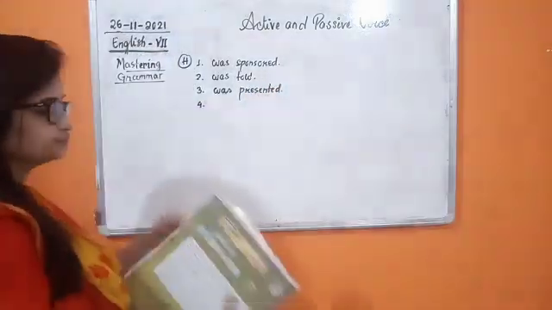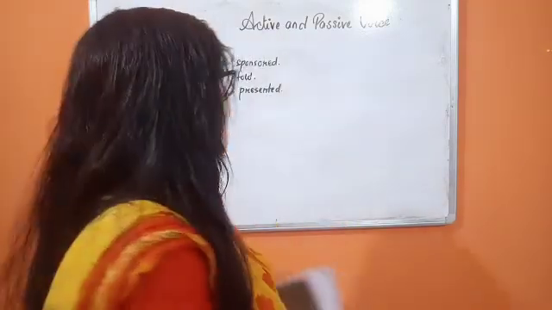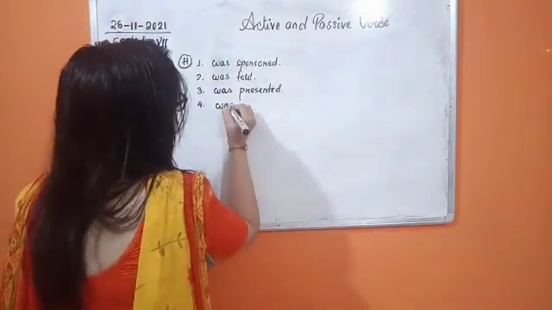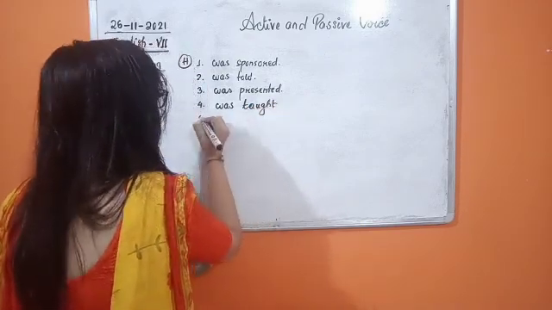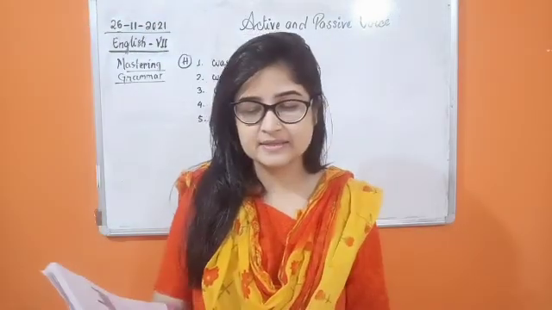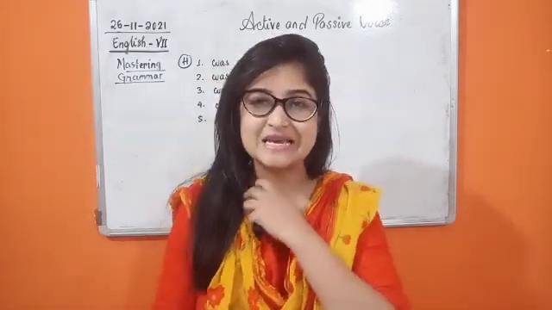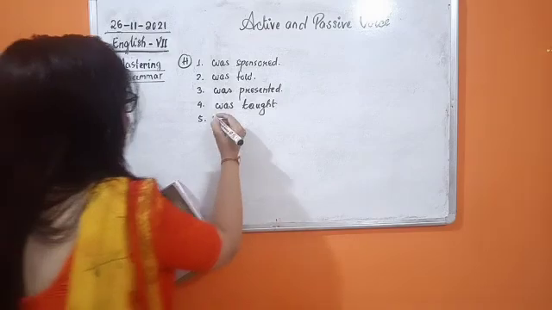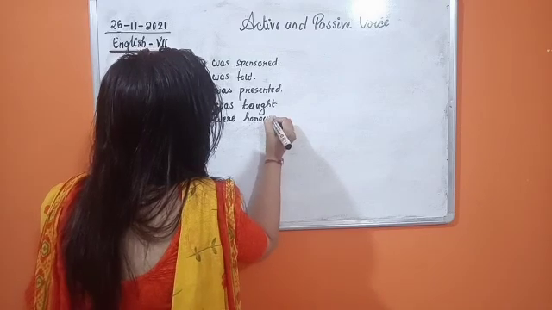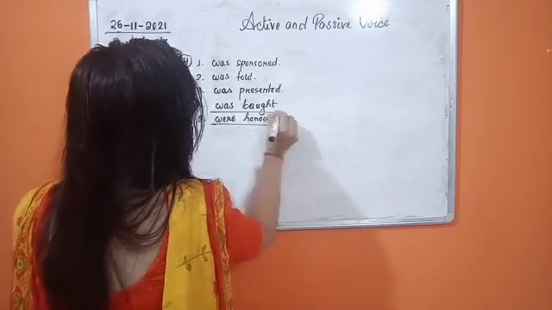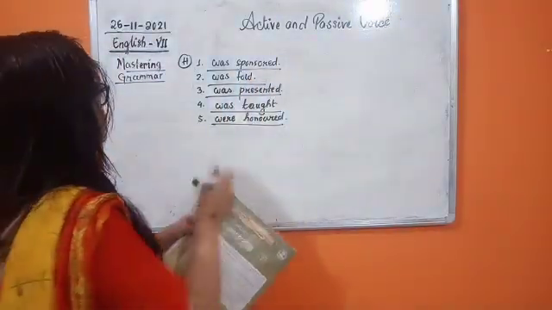Number 4. The formula dashed by the teacher. The formula is singular. The formula was taught. Teach in the third form becomes taught. The formula was taught by the teacher. Number 5 now. And the players dashed by the minister in a public function. The players is plural. That's why we are going to use were. So the players were honored by. Yes. So this is exercise H, which was on page number 119 and 120.